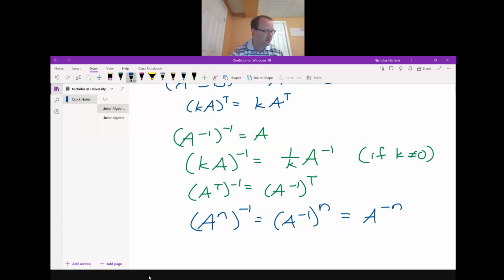All right, so these are our properties. Obviously, the big thing we want to get to is how to find the inverse of any particular matrix. But if we have these properties, we can work with them once we know how to find them.